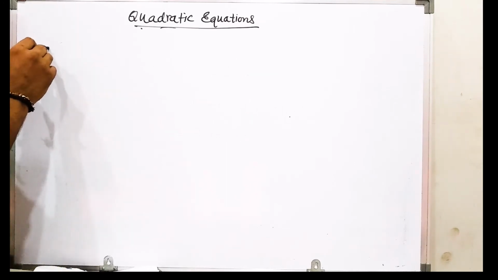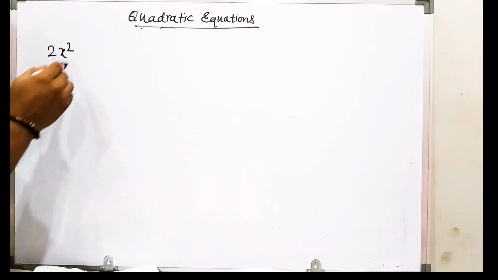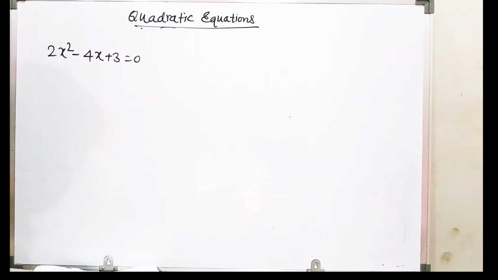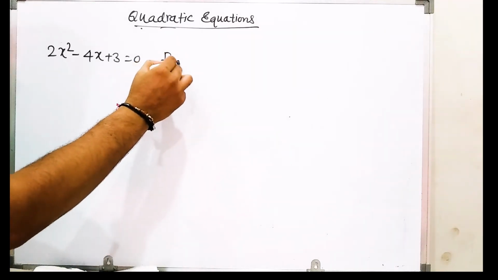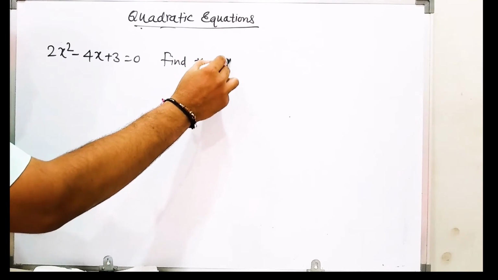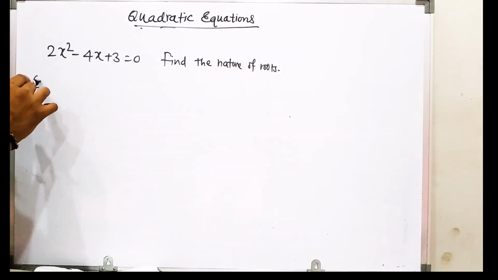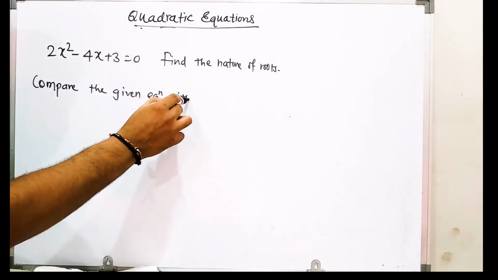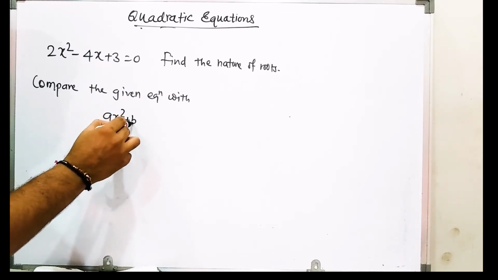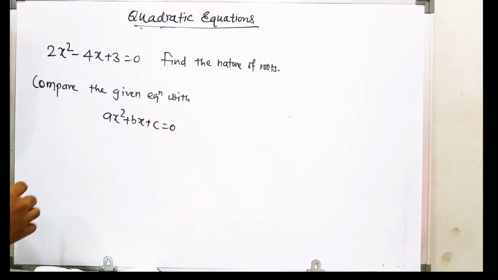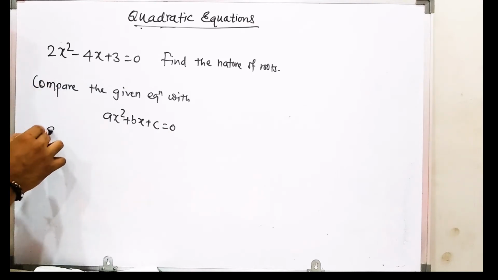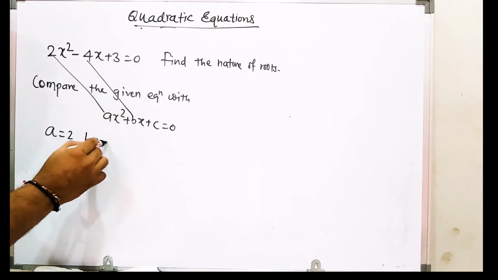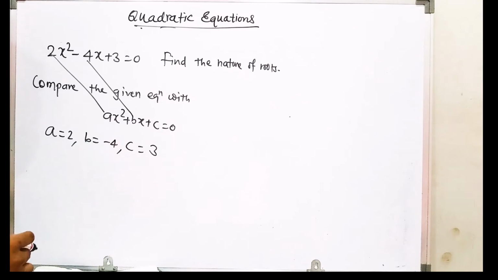Let us find the nature of the roots of the given quadratic equation, and the quadratic equation is 2x square minus 4x plus 3 is equal to 0, and here we have to find the nature of the roots. Now again I will compare the given equation with our standard equation, that is ax square plus bx plus c is equal to 0. Now by comparing, I will write a is equal to 2, b is equal to minus 4 and c is equal to 3.